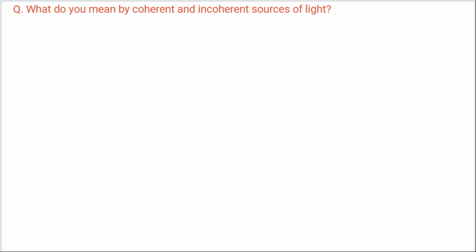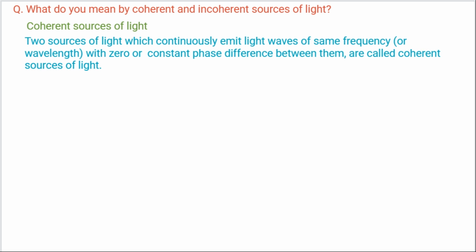Next we'll discuss what we mean by coherent and incoherent sources of light. Starting with coherent sources of light: two sources of light which continuously emit light waves of the same frequency or same wavelength, with zero or a constant phase difference between them, are called coherent sources of light.